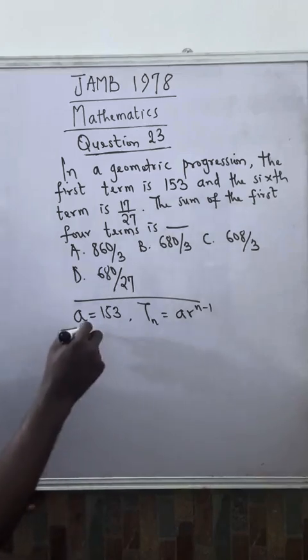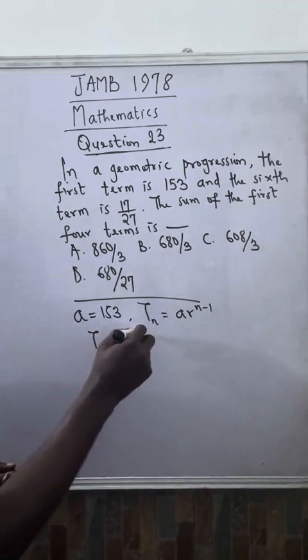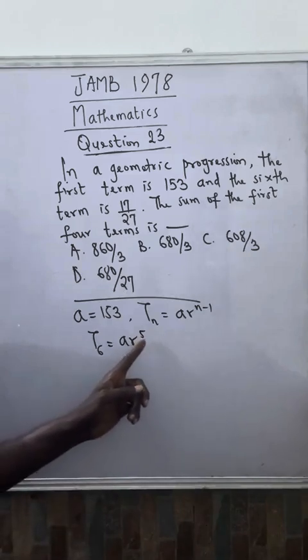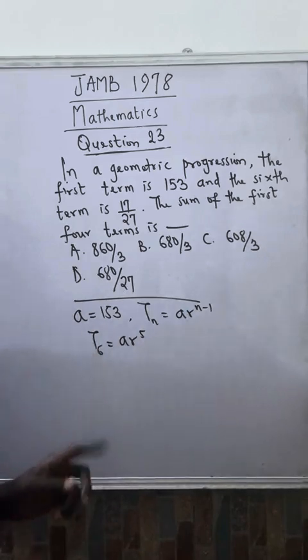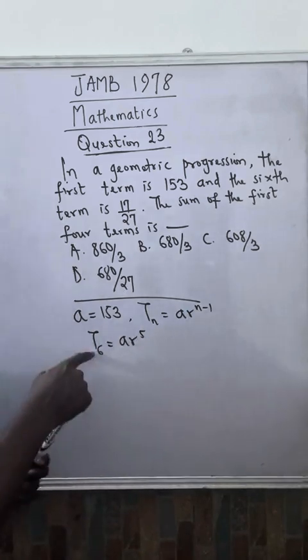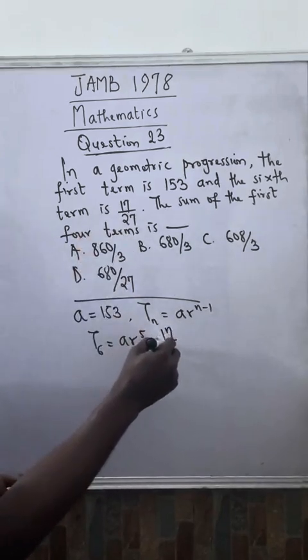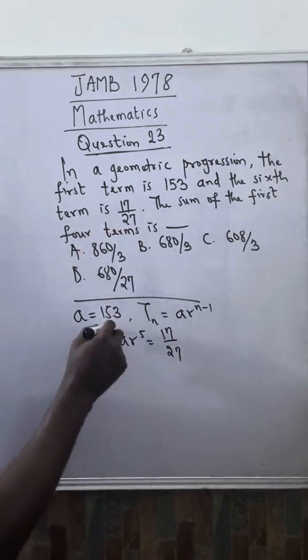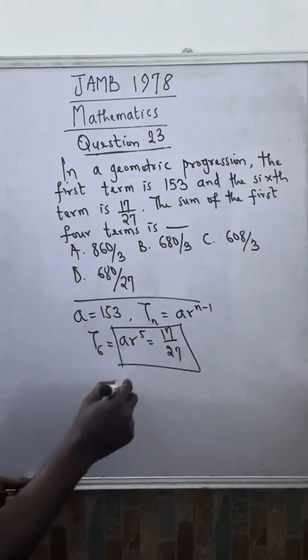What about the sixth term now? T sub 6 will now be A R raised to the power of 5 if I apply this formula. So I will have A R raised to the power of n minus 1, that is 6 minus 1. That will give me 5. And they said this sixth term is equal to 17 over 27. So I will have 17 all over 27. Now, this part of the expression is what I need, this part of the equation.